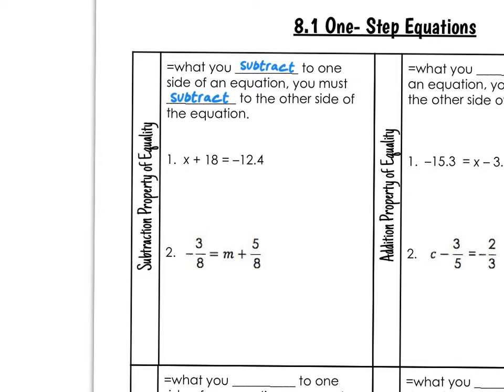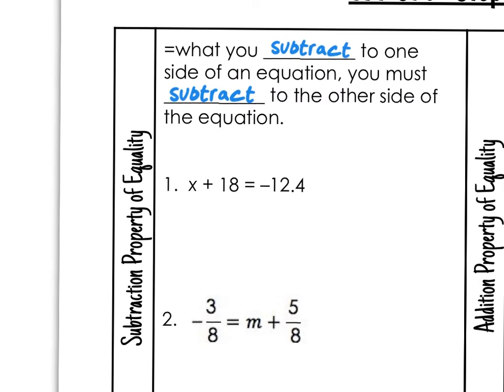Okay, so let's take a look at the first property, which is the subtraction property of equality. What that says is what you subtract from one side of an equation, you must subtract from the other side of the equation. This property is used when it's an addition problem, like this one here, and we're trying to get x by itself. I know that right now it might seem like you can do it a different way, but for now I want you to do it this way, so when it gets to the more difficult problems, this will be a piece of cake.